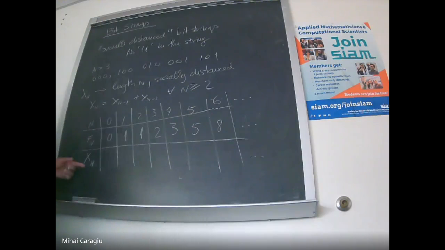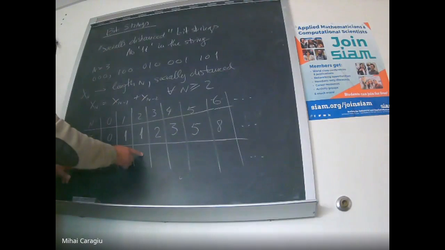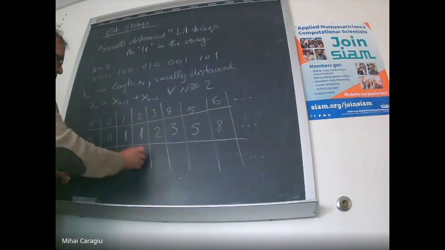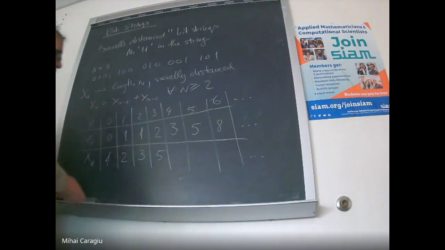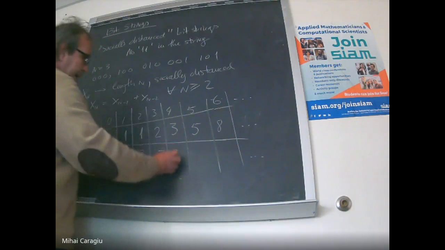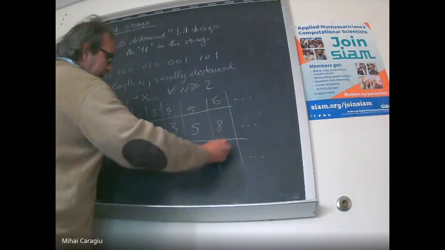Okay, x_0 we've seen is 1. x_1, the number of socially distanced bit strings of length 1, is 2. For length 2 it is 3. For length 3 it is 5. Then x_n satisfies the same recurrence relation. We get an 8, we get a 13, we get a 21, and so on.